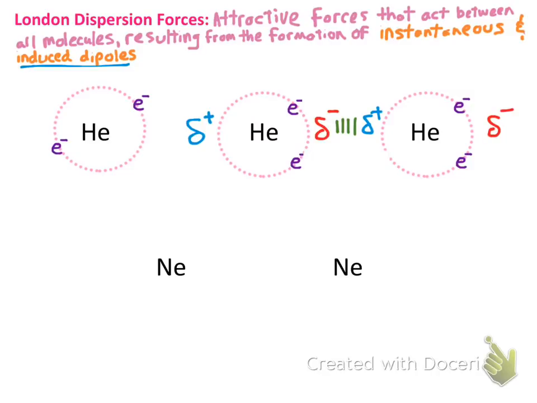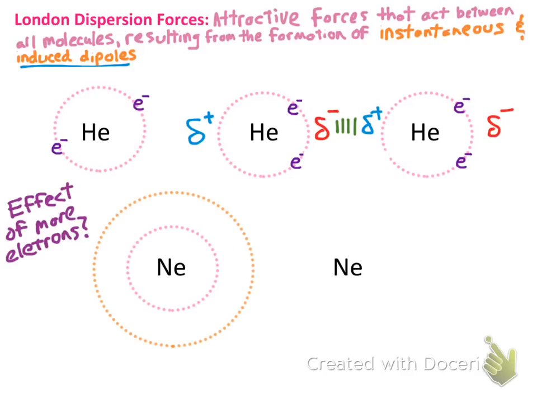But what if we have something that has more electrons? So, for example, let's look at neon. Whereas helium only has 2 electrons, neon has 10. What implications does that have on the ability of neon to form temporary dipoles? So again, let's use an oversimplifying cartoon to illustrate the effect of more electrons here. So with neon, with its 10 electrons, they can also distribute themselves randomly to create a temporary dipole.